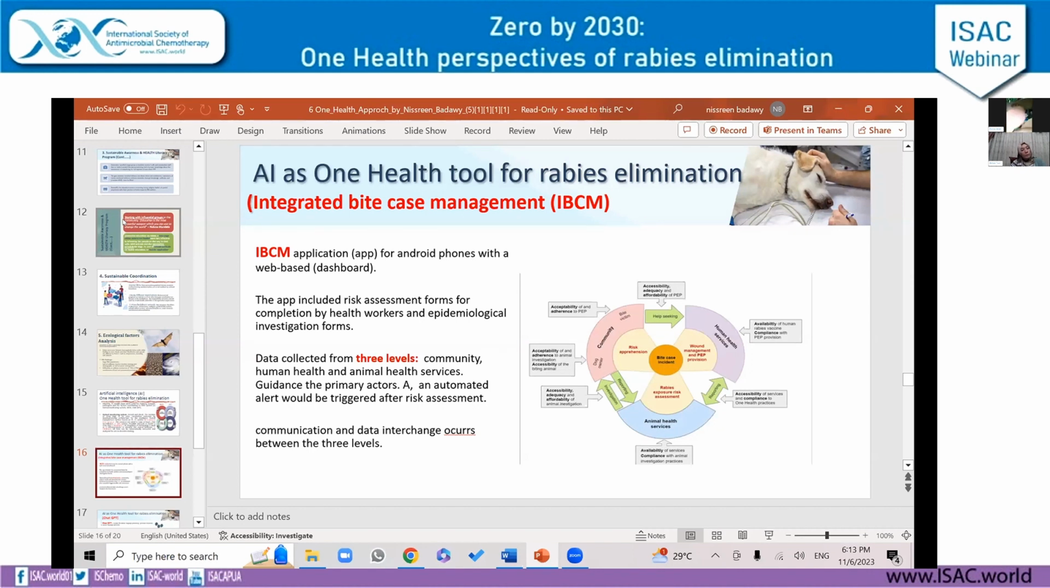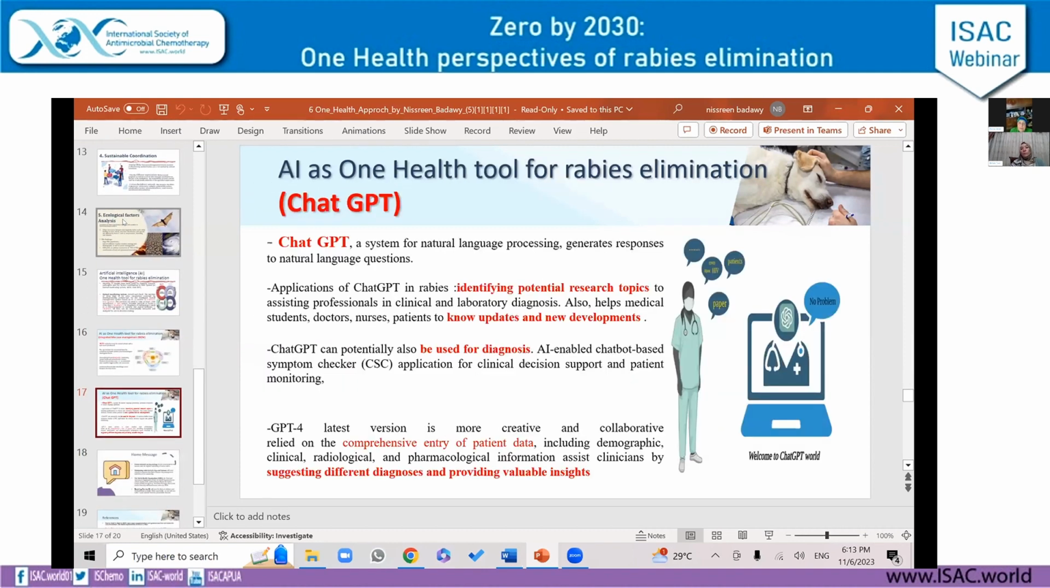All these applications and the connection between the animal, community, and human sectors help in decision making for a proper decision, help in diagnosis, help in counting and surveillance study of rabies in a certain geographic area, and also decrease the unnecessary post-exposure prophylaxis. Also, ChatGPT.